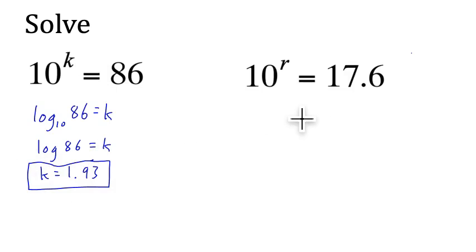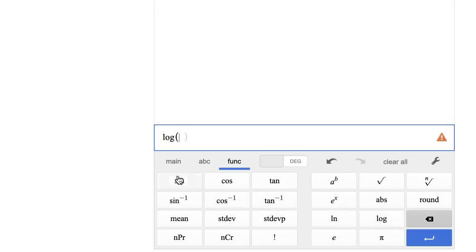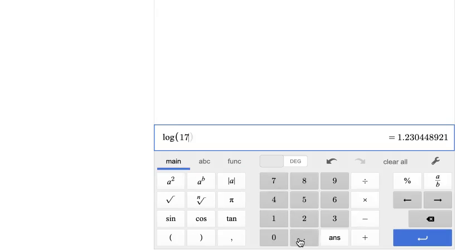All right, let's try a similar question here. We'll rewrite this with logs. So log base 10 of 17.6 equals the exponent. This is the common log, so we don't need to write the 10. And we'll go to our calculator. And to 2 decimal places, we have 1.25.